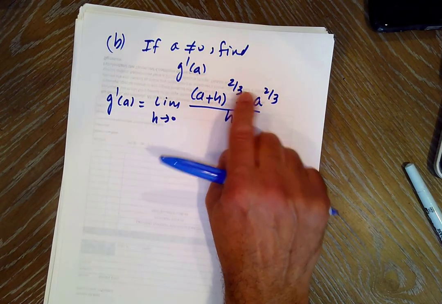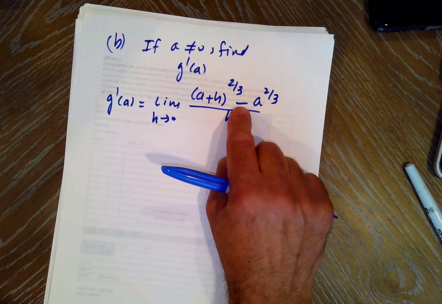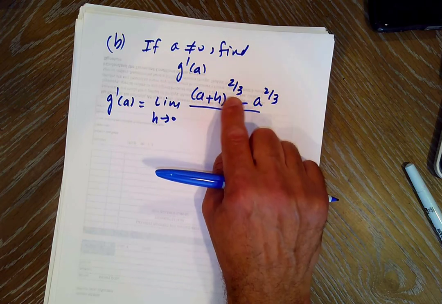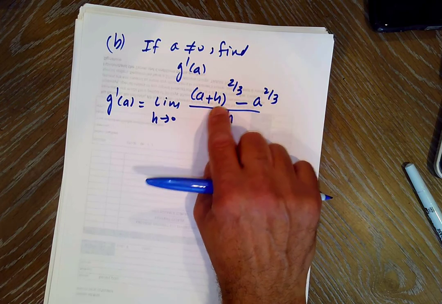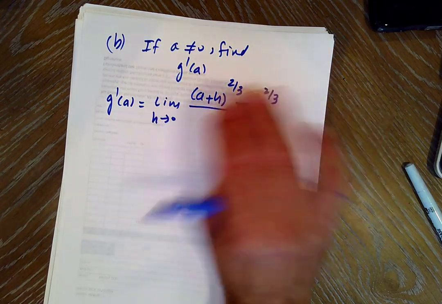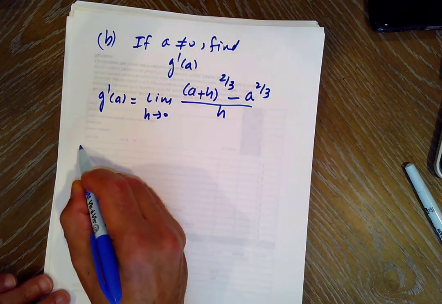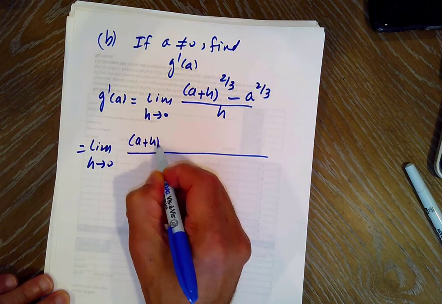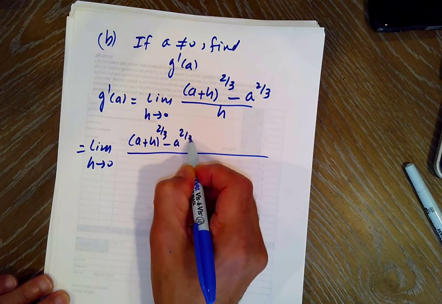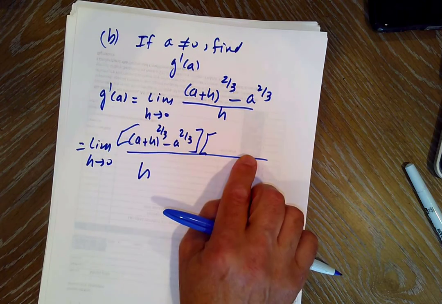When we had 3/2, we multiplied by the conjugate and it worked. But here, if we do the conjugate, it's not going to work because we will get 4/3. When we do 3/2 and 3/2, we got a cube. 4/3 is still not going to work. When we got a cube, we could work it out. So what we're going to do is multiply top and bottom by the difference of cubes.